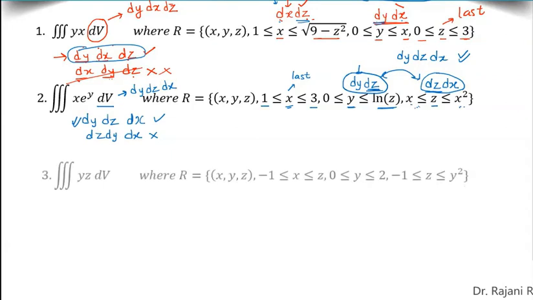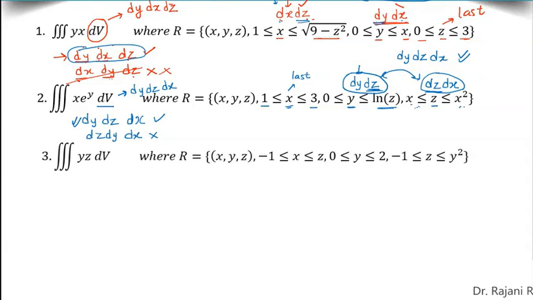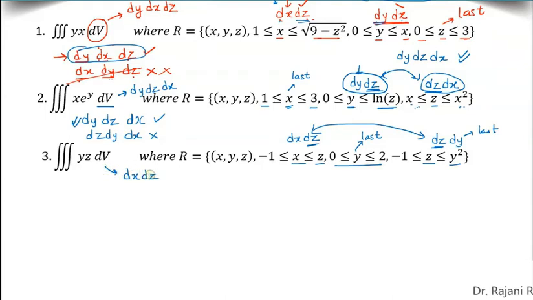Now let's take another example. Here, let's see, x is in terms of z, dx, dz. Y constant, so last. Z is in terms of y, dz, dy. So you can see z at two places, so we want to keep z in the center and y at the end. This should be last. So the order of integration, if we combine these two terms together, will be dx, dz, dy.